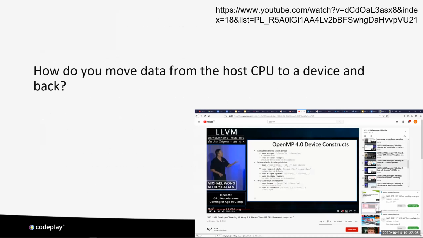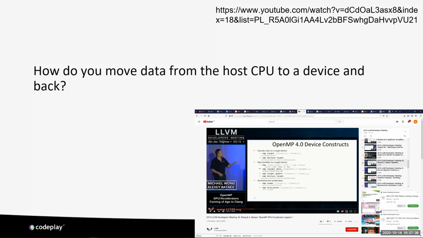So how do you move data from the host CPU to a device and back? I actually gave a talk back in 2015 at LLVM about the OpenMP 4.0 device constructs. In the middle, you see that this is one page that tells you all the OpenMP accelerator constructs, believe it or not. It's not that many, and most of the constructs deal with data movement. I know you can't see it, but don't worry too much about it; you can find the talk easily.